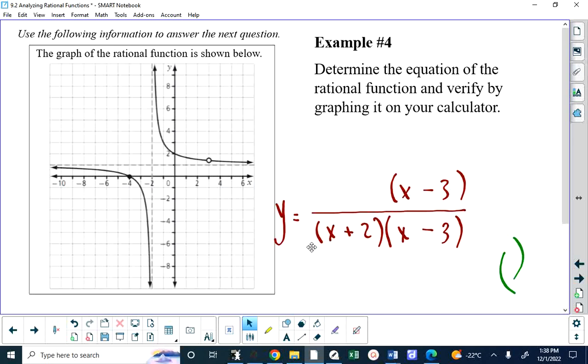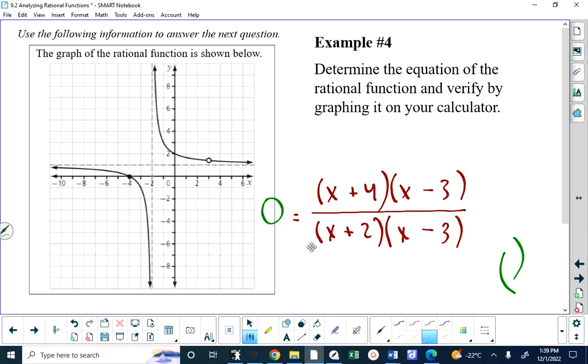I'm going to write in the other factor, and I want to see if you can figure out why I need this factor. There's an x-intercept of negative 4. The only way you get an x-intercept, don't erase this, is if y is 0, right? How can y be 0? Well, y is a fraction. The only way a fraction can be 0 is if the top is 0.